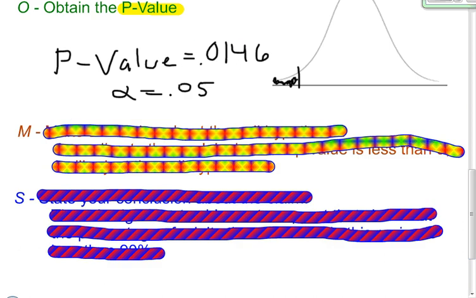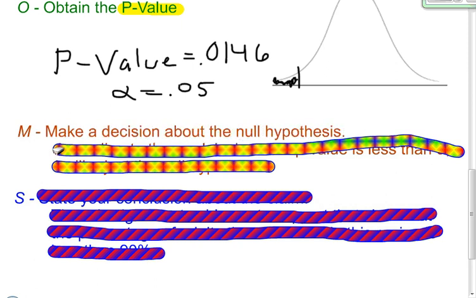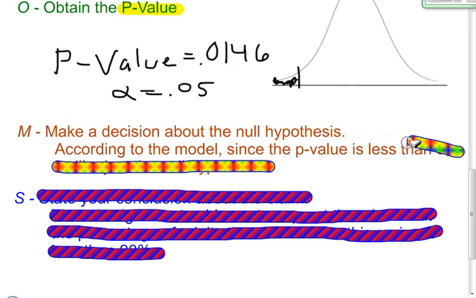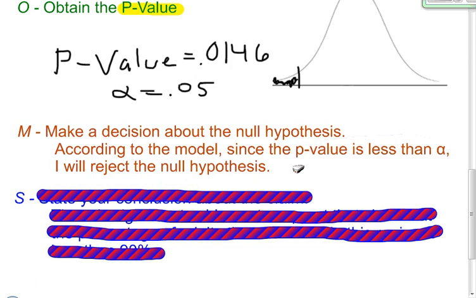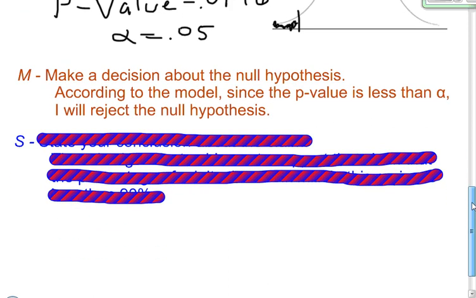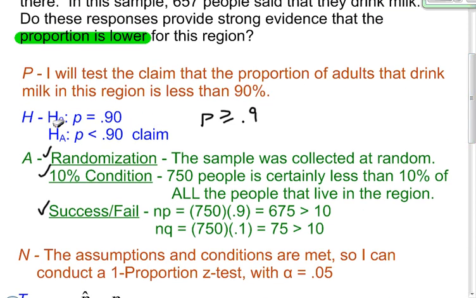So M in my process stands for make a decision about the null hypothesis. And I can see that according to the model, since the p-value is less than alpha, I will reject the null hypothesis. So my evidence does not support this null hypothesis. I'm rejecting it. Well, the nice thing about writing the claim as either the null or the alternative and writing which one the claim is a part of is the fact that once I realize I'm going to reject the null hypothesis, that tells me that my evidence supports the claim.